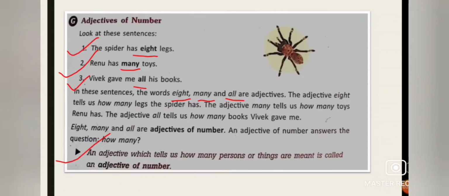So we'll come to the definition of adjective of number. An adjective which tells us how many persons or things are meant is called an adjective of number.